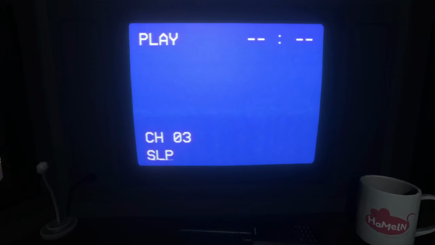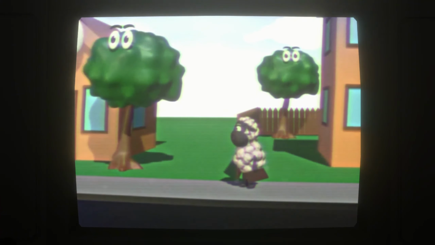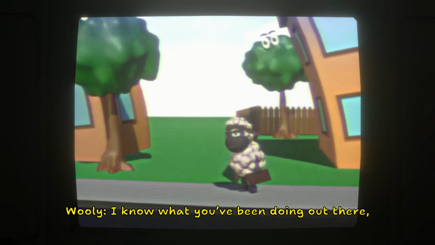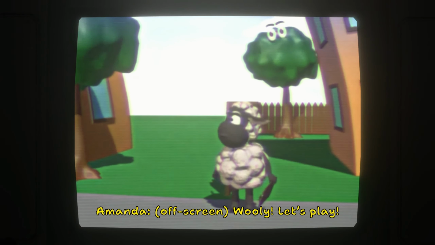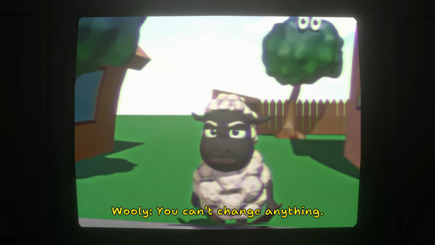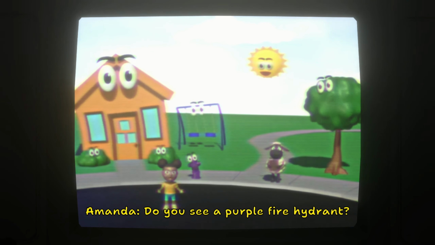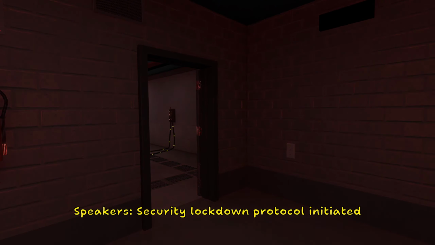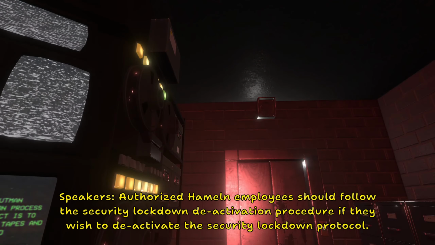Here, Riley watches another tape of Amanda and Wooly, only to discover that Wooly is actually threatening Riley and asserting that no matter what Riley tries to do, she cannot change the fate that Amanda and the children must face. They will exist in this digital world forever. At this very moment, Hameln's security system is activated, and just like the mysterious man 10 years ago, Riley is also trapped in the surveillance room.